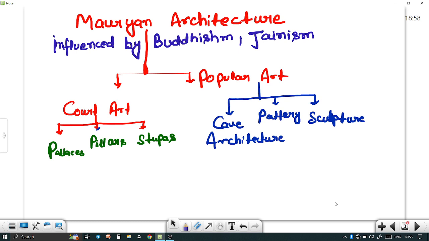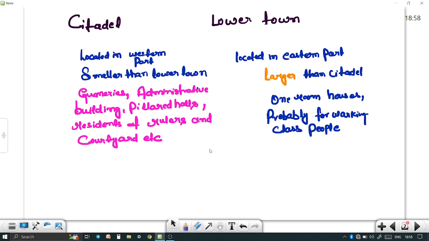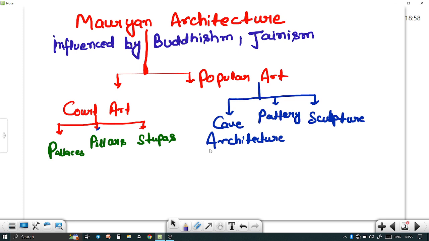Now, this is all about the Maurya architecture. Maurya architecture was basically influenced by Buddhism and Jainism. It is divided into two parts, court art and popular art. Court art is divided into three categories: palaces, pillars and stupas. Whereas popular art is categorized into cave architecture, pottery and sculpture.